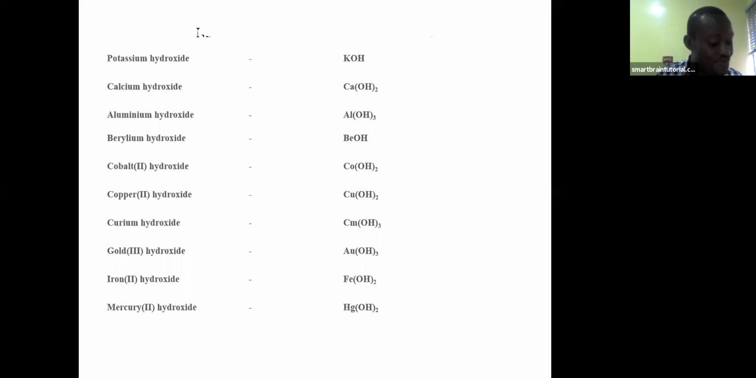Then calcium hydroxide is also useful. It's used to manufacture cement. It can also be used in the manufacture of mortar and plaster.